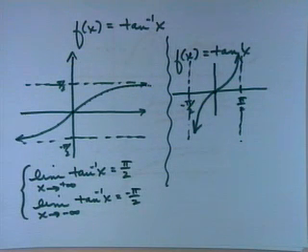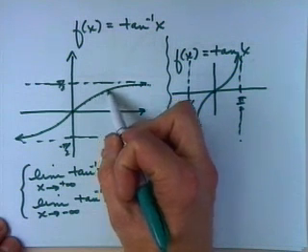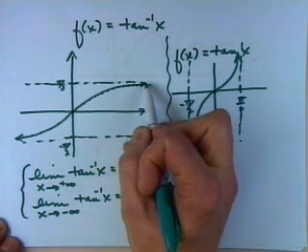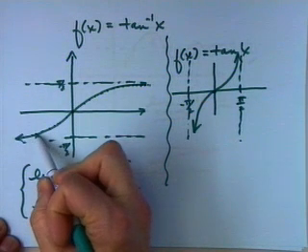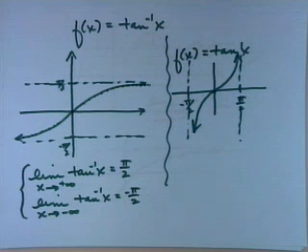Now, does that mean that y equals pi over 2 is a horizontal boundary? Yeah, it is for part of this graph, isn't it? It's a horizontal boundary for large x's. Negative pi over 2 is a horizontal boundary for infinitely small values of x.